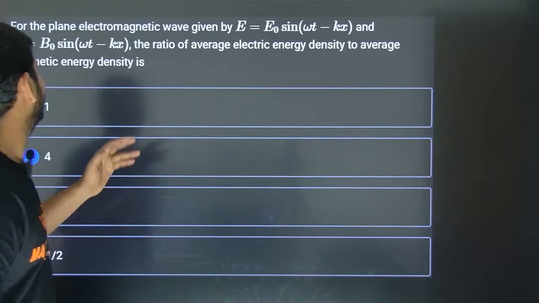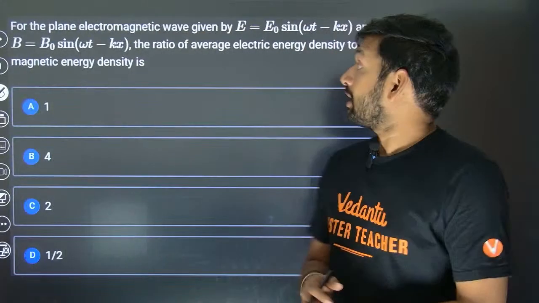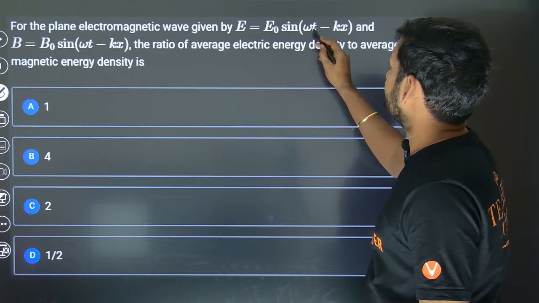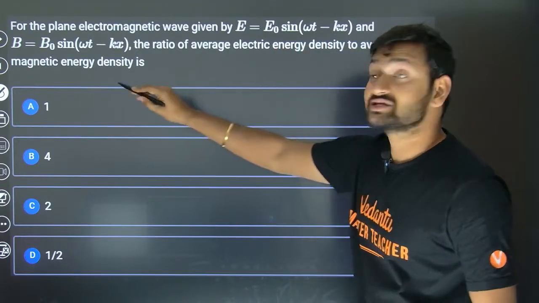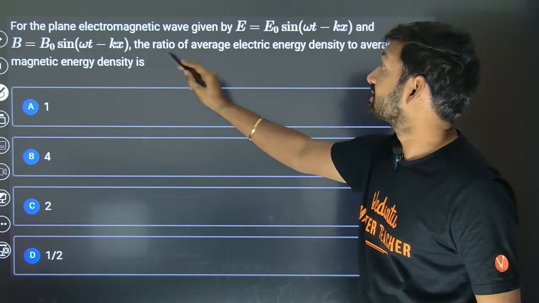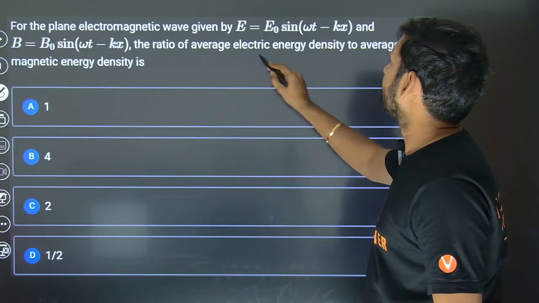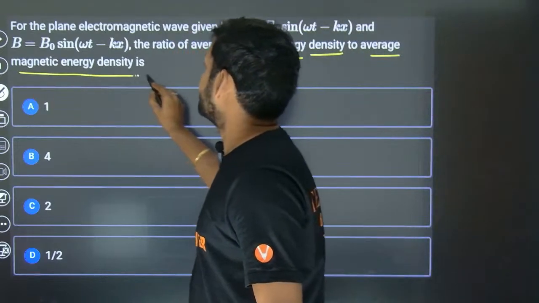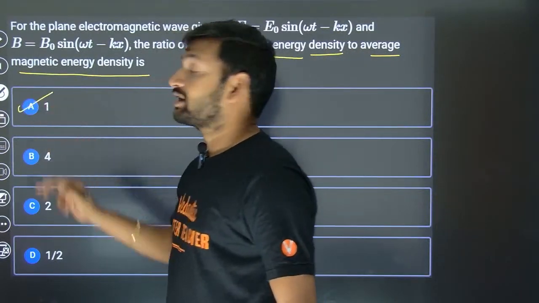Okay, next. For a plane electromagnetic wave given by E equals E naught sine(omega t minus kx) and B equals B naught sine(omega t minus kx), find the ratio of the average electric energy density to the average magnetic energy density. Blindly mark one.